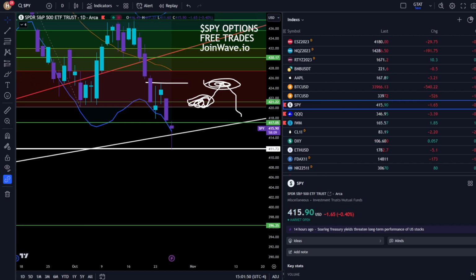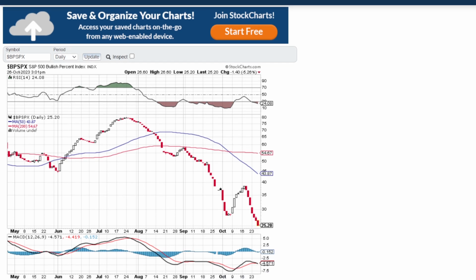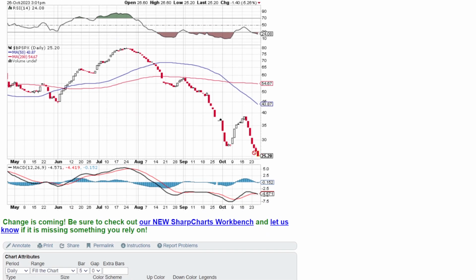the stock charts. So I showed you guys the buying power of the SPX. When it's below 30, that always leads to a bounce. So we're currently below 30 on the buying power of the SPX. So this always leads to a bounce. So just keep that in mind.